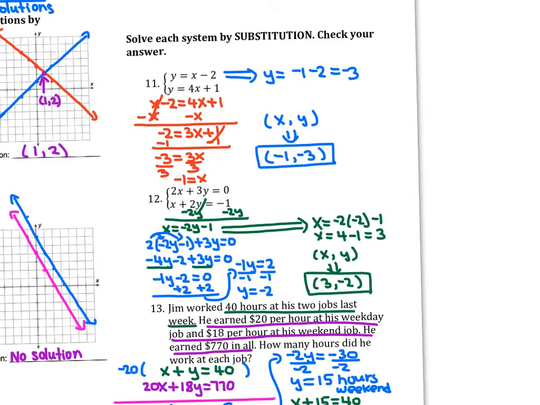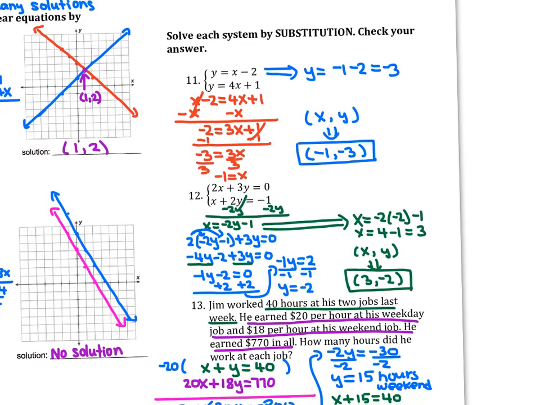On number 11, it's asking for me to solve using substitution. So since I already have a y by itself on one side, x minus 2, I'm going to take the x minus 2 and substitute it in for this y here, creating a new equation. x minus 2 equals 4x plus 1. I'm going to get rid of the x on this side by subtracting it on both sides, giving me 3x here. I'm going to subtract the 1 on both sides. I'm going to get -3. That means I'm going to get x equals -1.